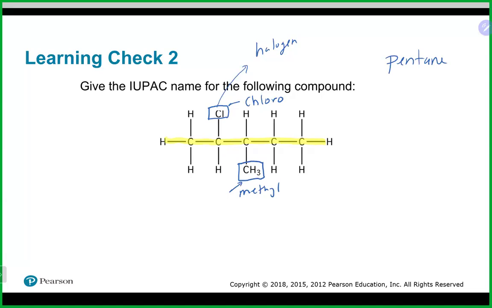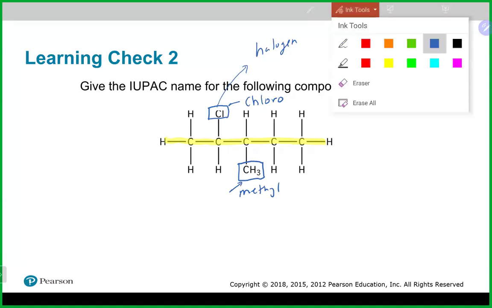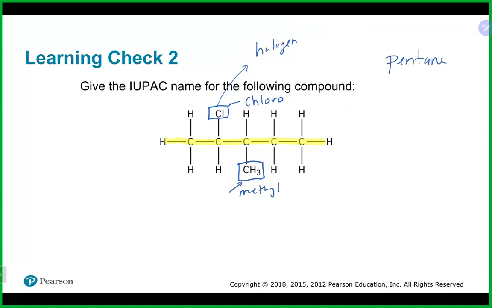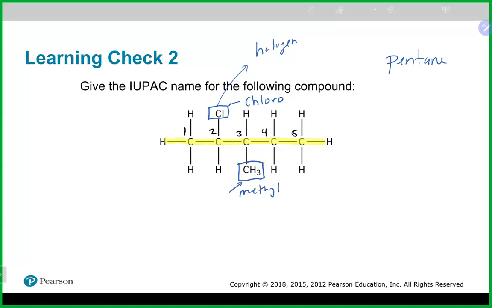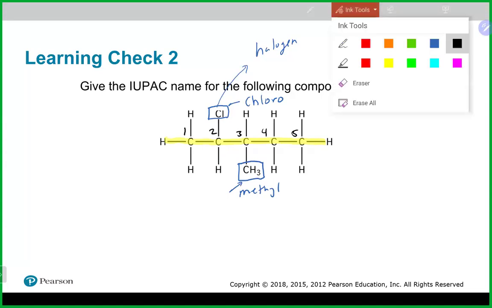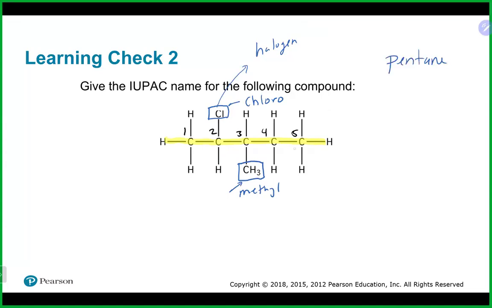And remember, when you have the longest carbon chain, you always have 2 options of numbering. You could go, in this case, left to right, numbering the carbons 1, 2, 3, 4, and 5. Our other option, obviously, is to go right to left. And if we did that, this would be carbon 1, carbon 2, carbon 3, carbon 4, and carbon 5.